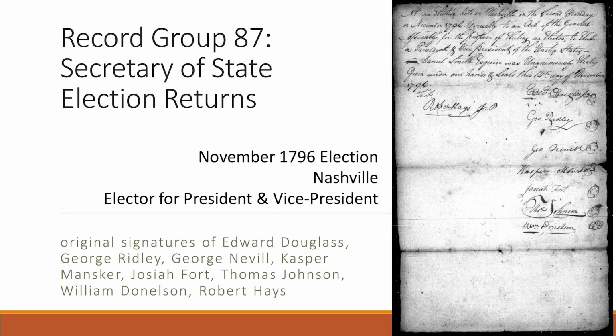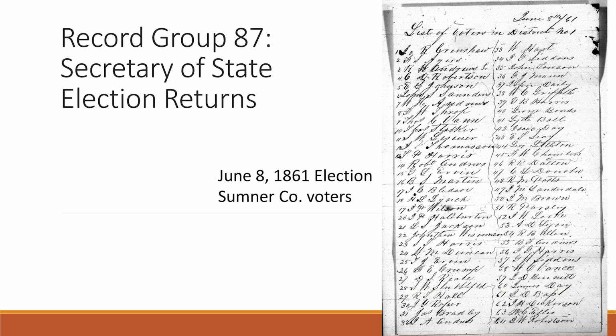On this document, you can see the original signatures of the people certifying the election, and their names are here. It's one of the things I really love about these county election records: you're going to see original signatures of the judges and the clerks for those elections. This is one of the earliest records in Record Group 87.